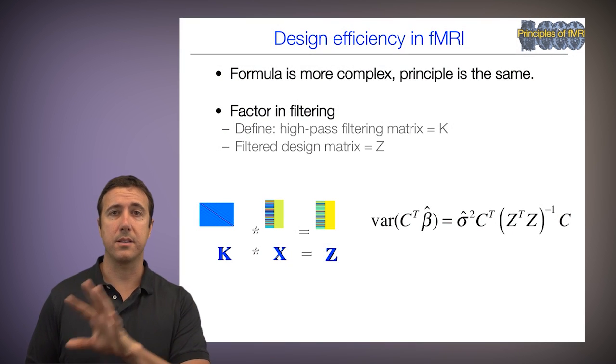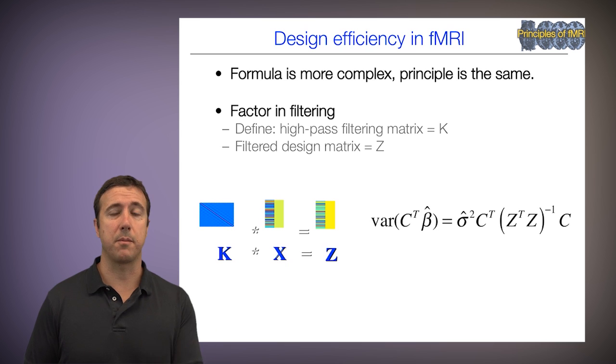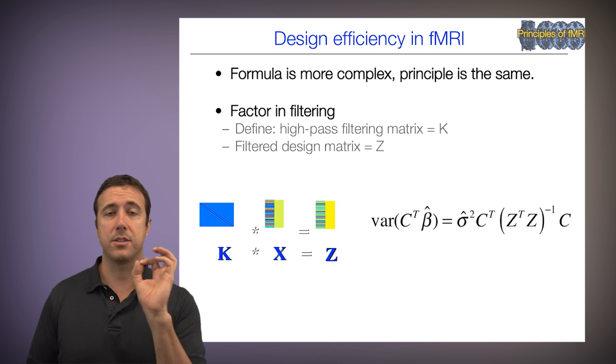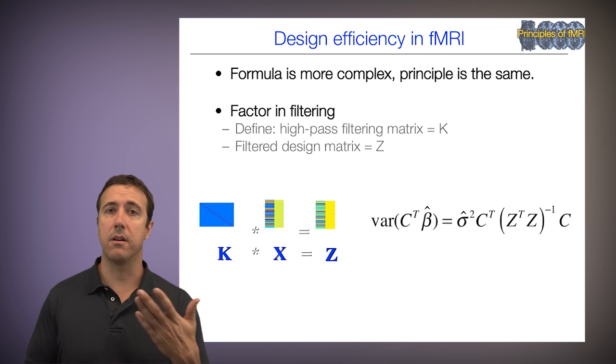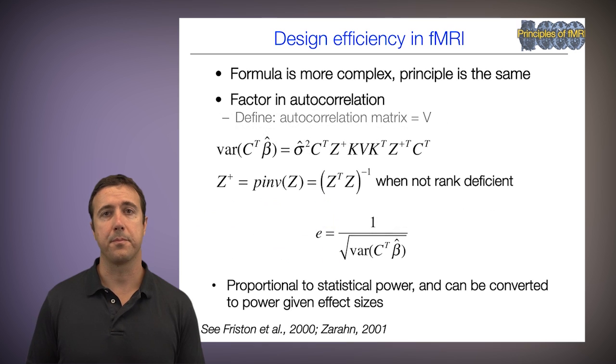So now let's factor in high-pass filtering, which is a good thing to apply. So we can define a high-pass filtering matrix, K, which is a linear operator. And we can apply K to the design matrix X, and we get a filtered design matrix, which we'll call Z. Now I can just substitute in Z, and now I've got an expression for the variance of a contrast or set of contrasts considering high-pass filtering.